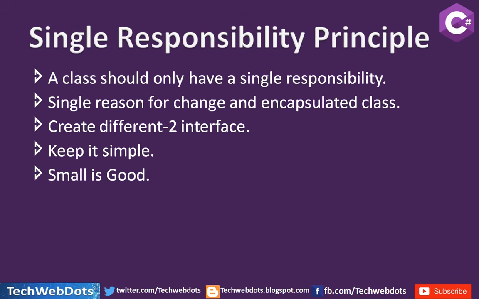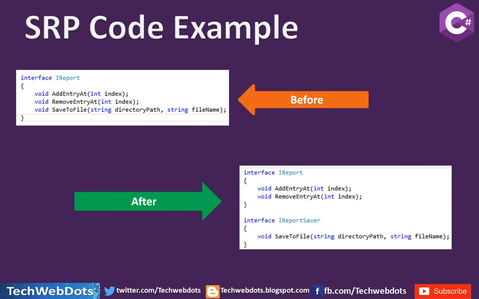The very first principle is the single responsibility principle. It says that a class should only have a single responsibility. It means that if you want to make some changes, there should be only one reason for change, and that will be an encapsulated class. To solve such problems we can create different interfaces, and we can keep them simple and smaller as well. Don't worry if it is not clear. I'm going to share a very small and clean example that will really help you understand what exactly the single responsibility principle is.